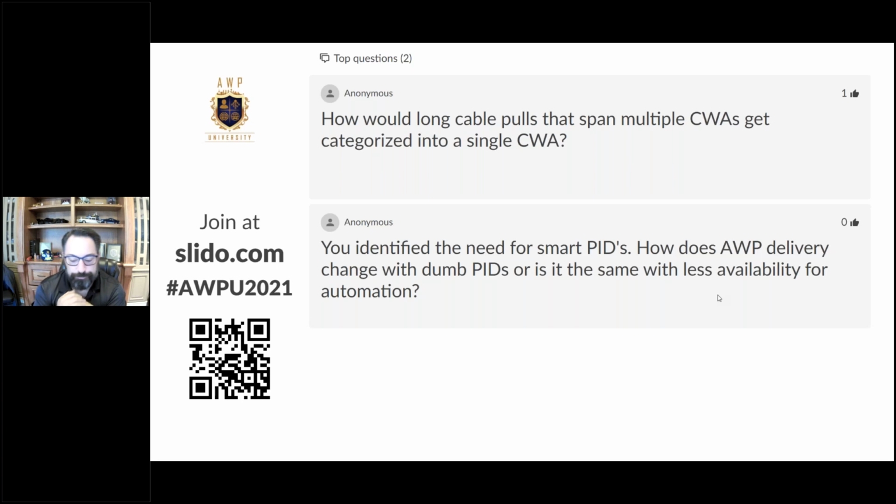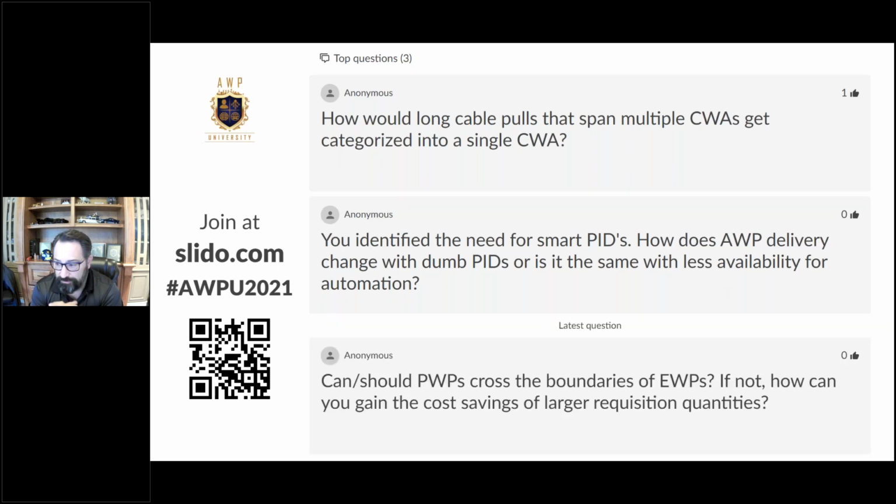So first one, how would long cable pulls that span multiple CWAs get categorized into a single CWA? That is an excellent question. There is a man that's speaking at this conference. His name is Ben Swan. He's going to be speaking on buildable work packages, if he hasn't already. I'm not sure of the schedule, unfortunately.